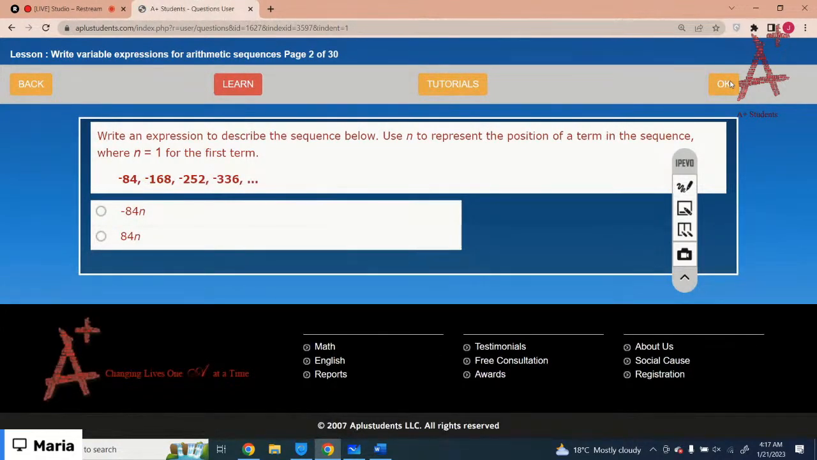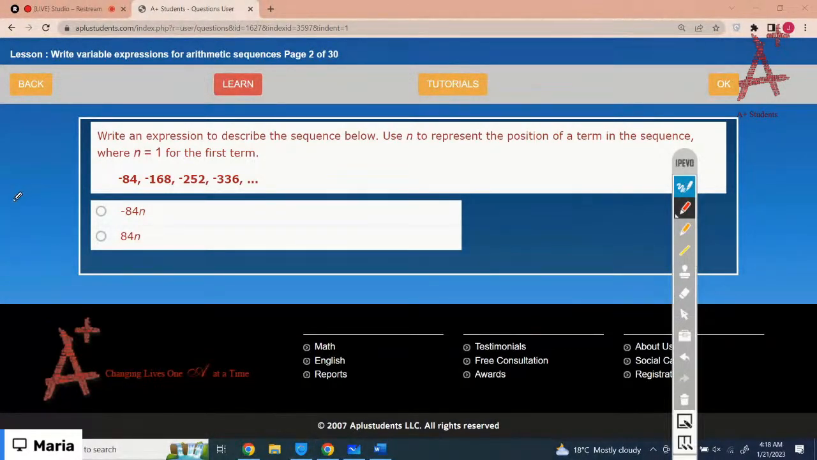Okay, write an expression to describe the sequence below. Use n to represent the position of the term in the sequence where n equals 1. So you're given two options. You just need to see which one is the correct one. Got it? So n equals 1. Let's start with the first one. Negative 84 times 1 is negative 84. The next one is n equals 2, so it would be negative 84 times 2, which is negative 168. That means option number 1 is the correct option. Got it?